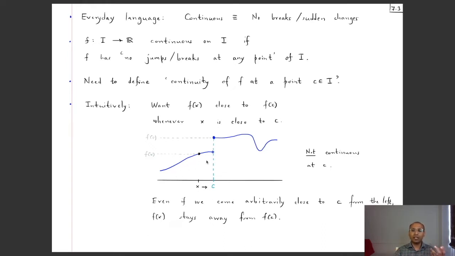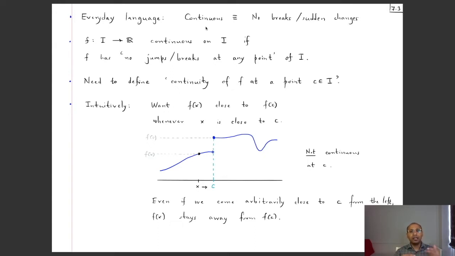So the graph of the function is the collection of all points (x, f(x)). This ordered pair (x, f(x)), the set that you obtain, is thought of as the graph. And when we say that a function is continuous, we mean that its graph has no jumps or breaks. Now in everyday language, when we think that some process has a break, that break appears at some point.